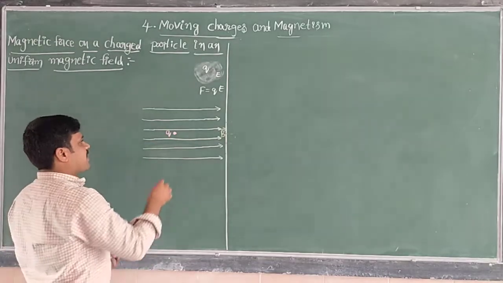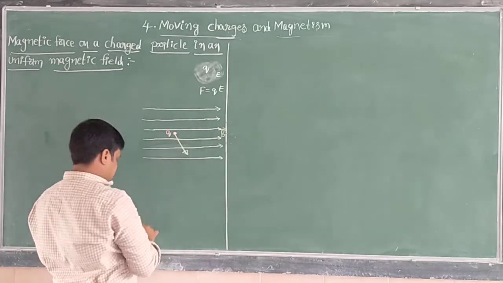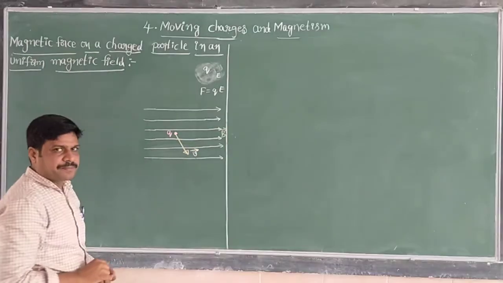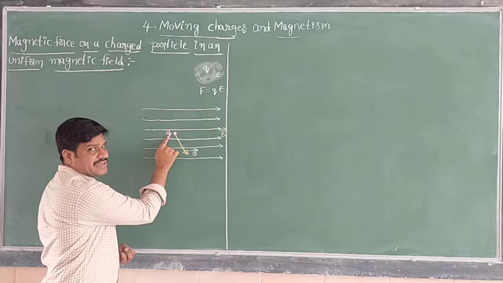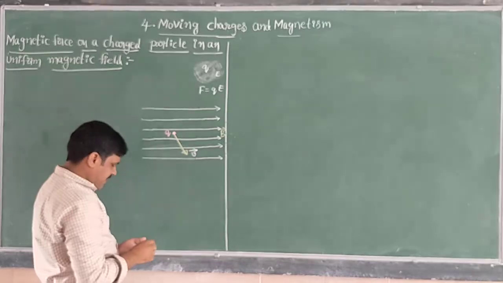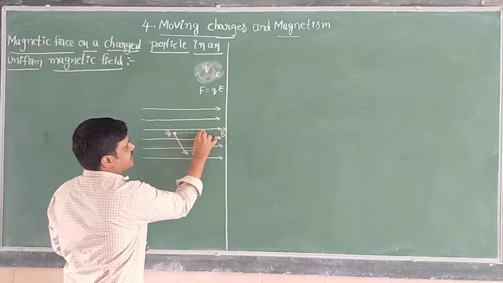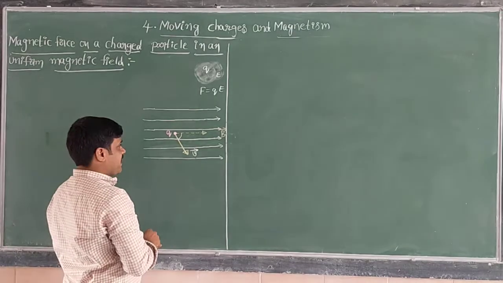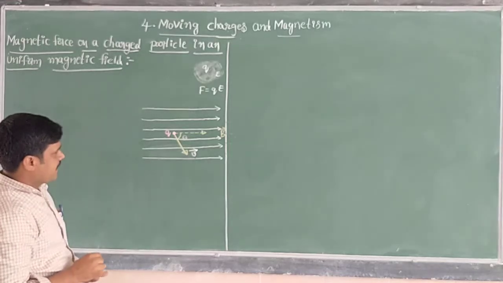This charged particle with charge Q is moving with a velocity. What is that velocity? Velocity is nothing but V bar. The charged particle Q is moving with a velocity V bar, which is making some angle with the direction of the magnetic field. Now actually this is the direction of the magnetic field, and from this direction the velocity makes some angle. That angle is nothing but theta. Theta is the angle.